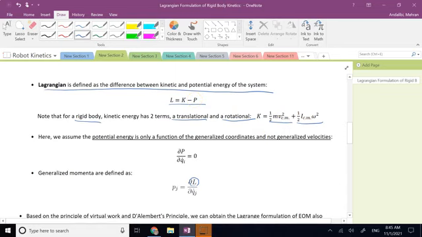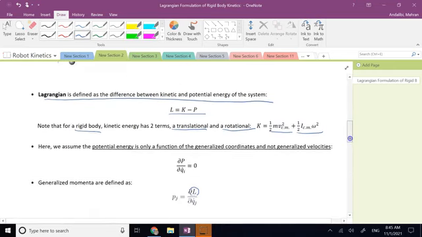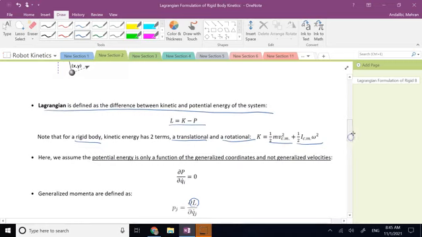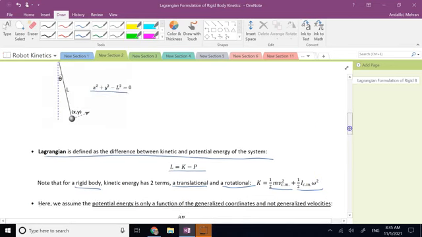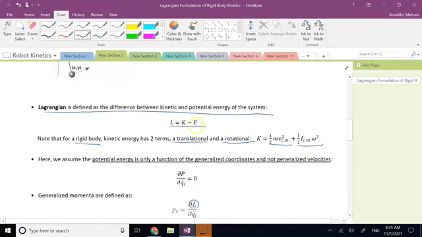Potential energy, in most of the mechanical systems, is coming from gravity and spring forces, right? If you have an electromagnetic system, then it can come from electric and magnetic potential energies. But in most of our robotics problems, we barely even use springs. So most of the time, this potential energy is only due to gravity.